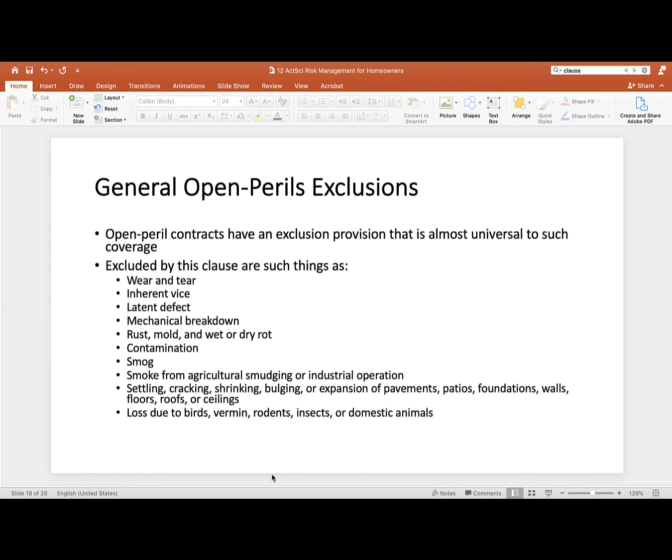So that's wear and tear. I've got a brand new tire, put it on my car, drive it for 60,000 miles, then I need a new one because there's no tread on it. It's worn out. Inherent vice. Well, what is inherent vice? This is the tendency in physical objects to deteriorate because of the fundamental instability of the components of which they are made, as opposed to deterioration caused by external forces.